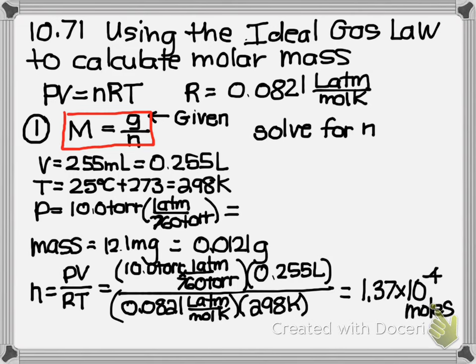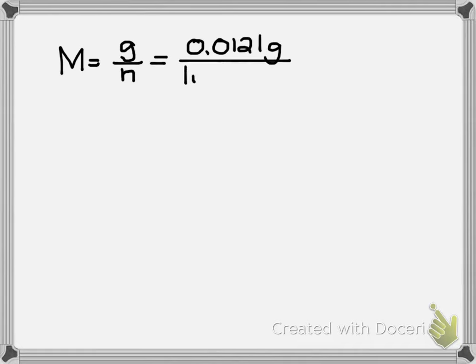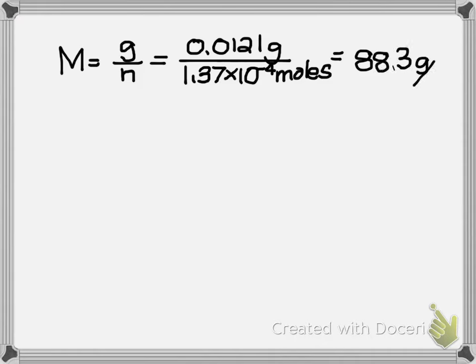I want to keep it all on this page, okay? So I'm going to, oh, I don't have to. Never mind, it was going to be too crowded. So I know that the molar mass is equal to the grams divided by the moles. The grams were given, so I'll plug in the grams. I just calculated on the previous page the number of moles for this particular sample. If I divide the grams by the number of moles, I get that the molar mass of this gas was 88.3 grams per mole.